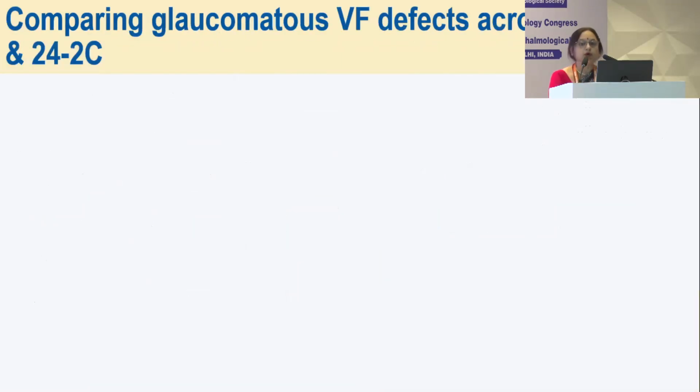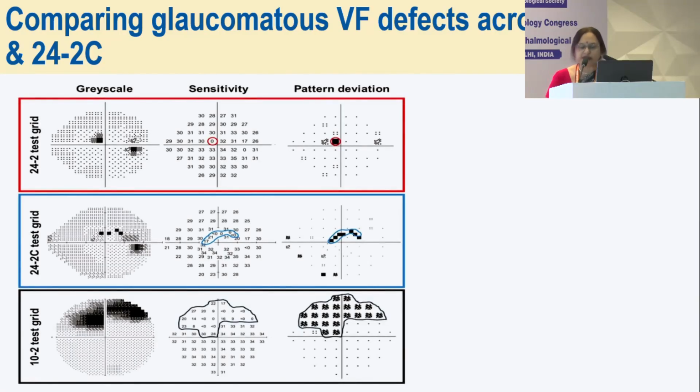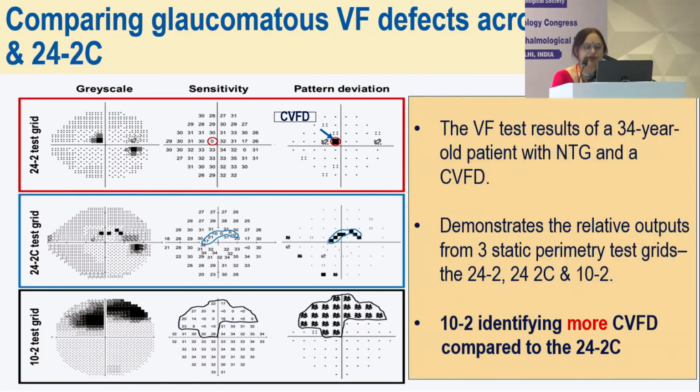Now I am comparing all three: 24-2, 10-2 and 24-2C. Here you can find a central visual field defect in a 40-year-old man, and definitely the central-most defect is here, right? And we can see it is also in the 24-2C. But you can see 10-2 is more reliable here to identify the central visual field defect. 10-2 identifies more central visual field defect compared to the 24-2C.